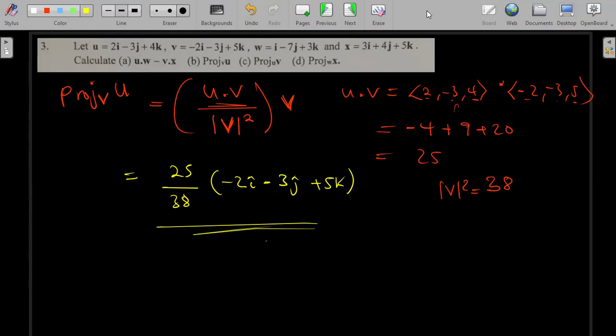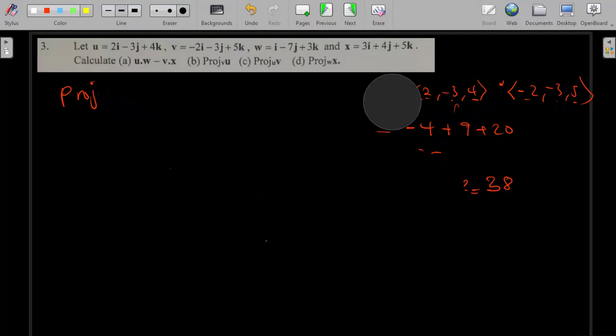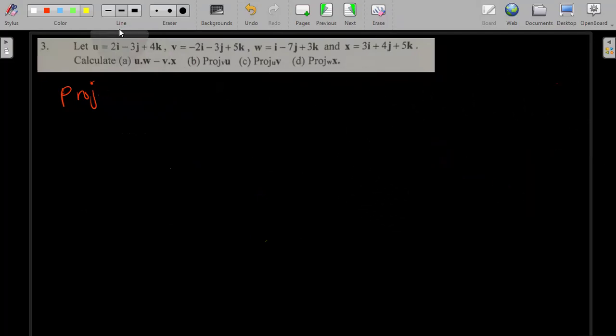So this here is the projection of U along V. So now let's do the opposite. The opposite is the projection of V along U. So, projection of V along what? Along U.